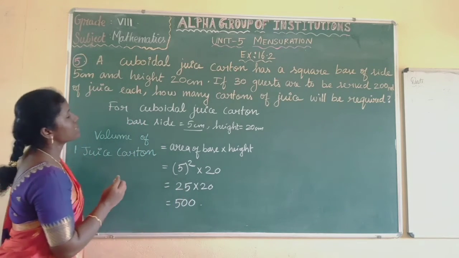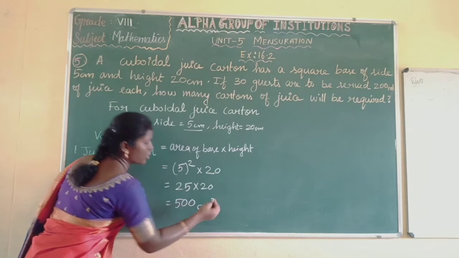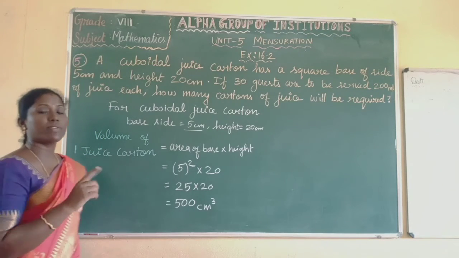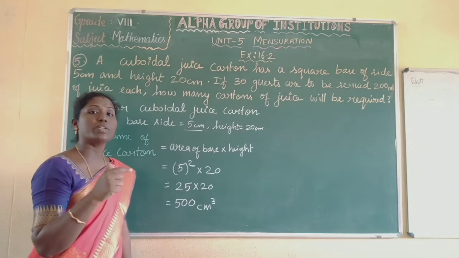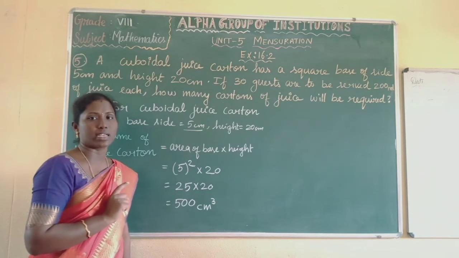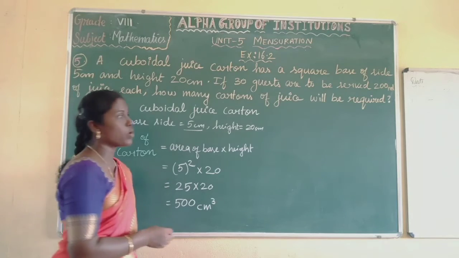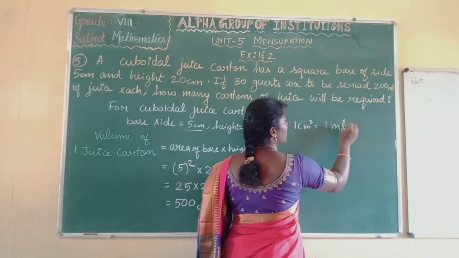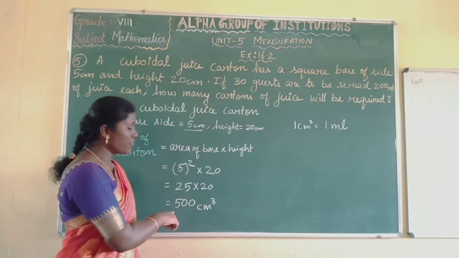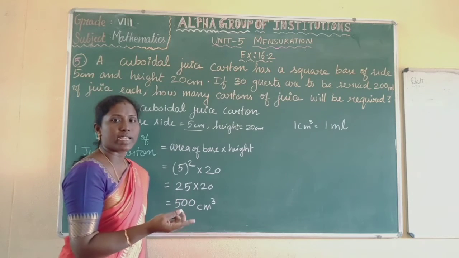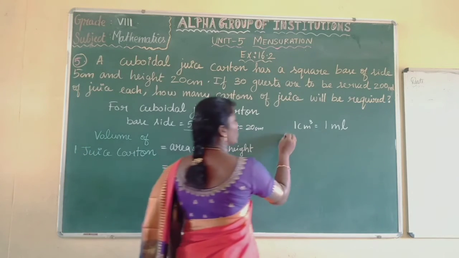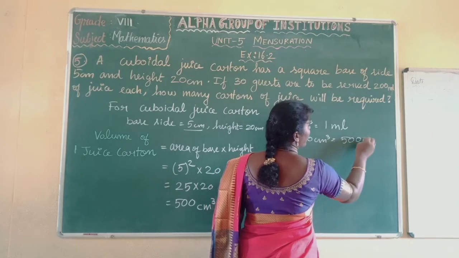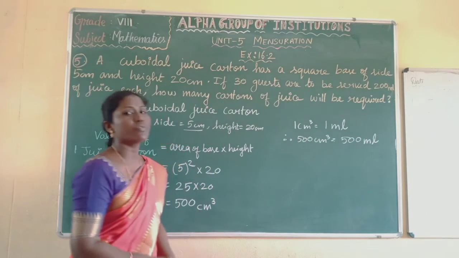What unit is given? Centimeter. So 500 centimeter cube, because we are finding the volume. But it is in centimeter cube, and we want to find the value in ml. How much ml does one carton contain? So how to change it to ml? We know that 1 centimeter cube is equal to 1 ml. So if you change 500 centimeter cube, how much ml will you get? Yes, 500 ml. So 500 centimeter cube is equal to 500 ml.